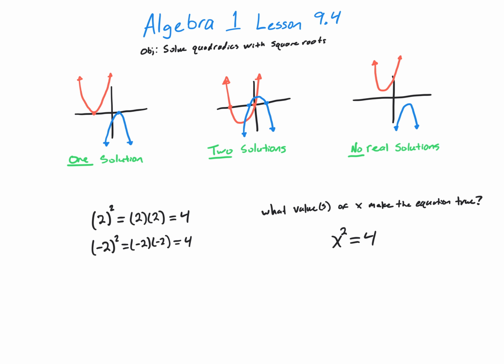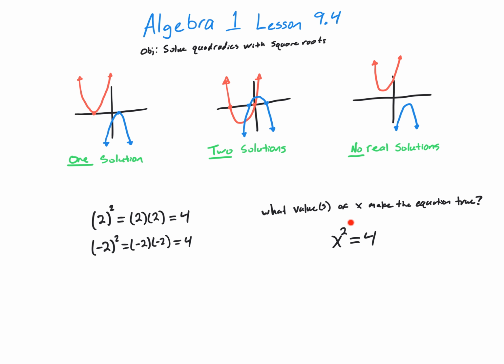So before we jump into solving these, we need to do a little bit of recap. Remember, whenever something is squared, it just means something times itself. So if we took 2 and squared it, that means 2 times 2, which is 4. Something similar would happen if we took negative 2 and squared it. It would be negative 2 times negative 2, which again gives us 4.